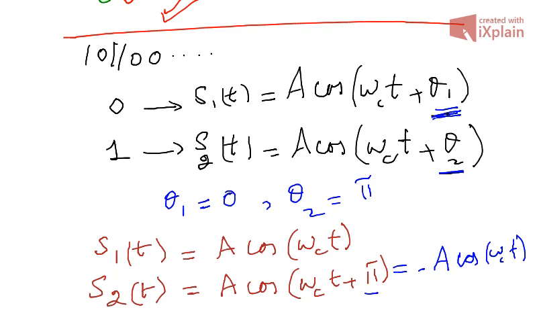Another important property is why we call it binary phase shift keying. If you add a phase of pi to S1 of t, if you change the phase of S1 of t by pi radians, it would become S2 of t. Similarly, if you change the phase of S2 of t by pi radians, it would become S1 of t. That's why we call it binary phase shift keying.